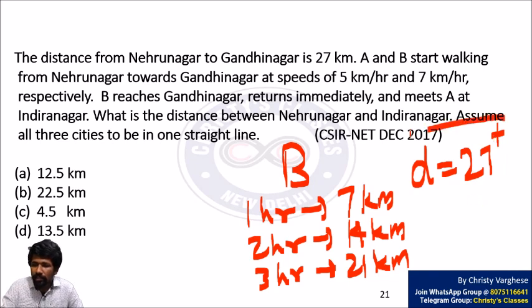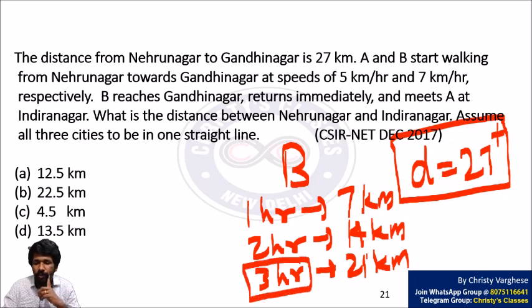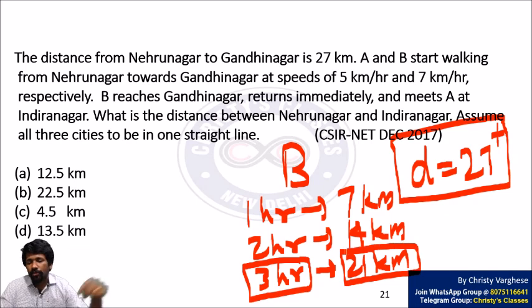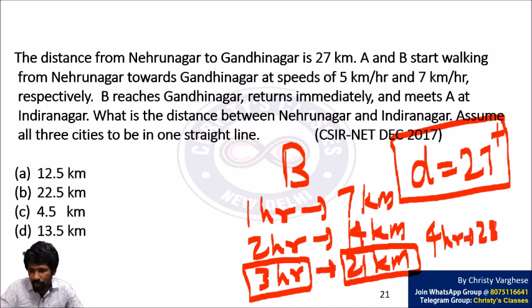As D is traveling above 27 kilometers, D has traveled more than 3 hours. That is for sure, because in 3 hours he can only reach 21 kilometers. That is not even reaching Nehru Nagar, sorry, Gandhi Nagar. So to reach Gandhi Nagar itself, it needs more than 3 hours. 4 hours means 28 kilometers. We don't know whether 28 kilometers is passed or not right now.